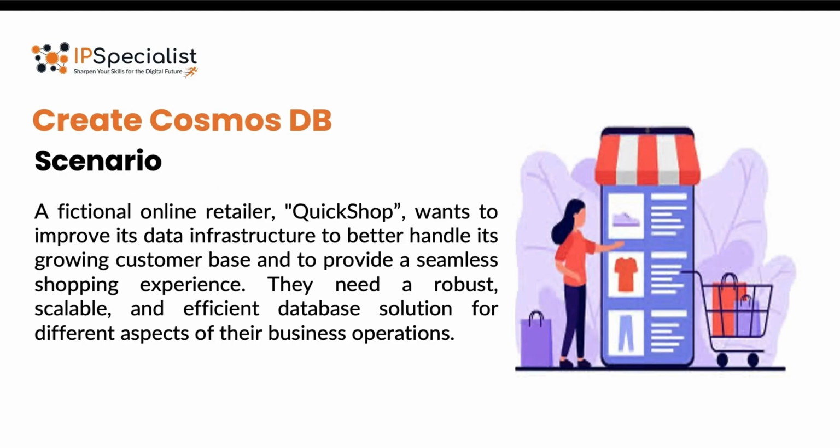Now, in order to perform this lab, let's consider a scenario. Quick Shop is a fictional online retailer who seeks to upgrade its data infrastructure to support its growing customer base and provide a smooth shopping experience. They need a reliable, scalable, and efficient database solution to handle various aspects of their business operation. With a global customer base and a need for low latency access to product catalogs, user profiles, and shopping cart data, regardless of location, they opted to implement Cosmos DB.